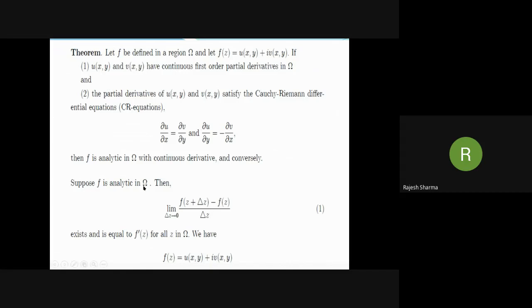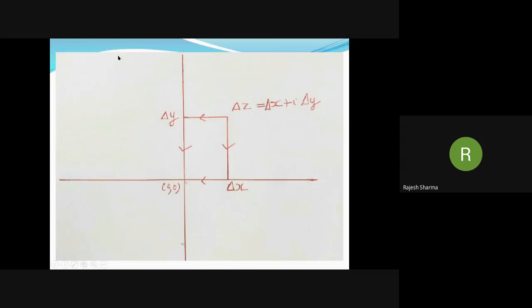First, suppose that f is analytic in a region omega. Then limit delta z goes to 0, f of z plus delta z minus f z over delta z exists and is equal to f dash z. And this is true for all z in omega. We have f z is equal to u plus iota v, and for delta z is equal to delta x plus iota delta y, we write f of z plus delta z is equal to u of x plus delta x, y plus delta y plus iota v of x plus delta x, y plus delta y.